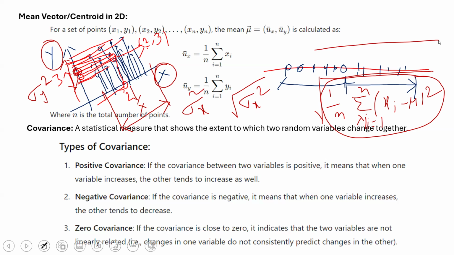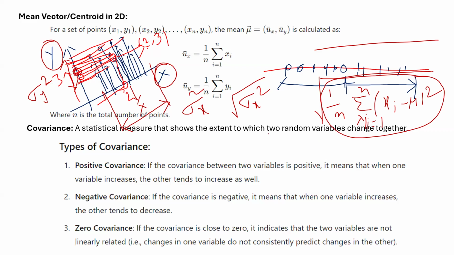Now standard deviation or variance will give us the dispersion only in one dimension, right? Whether it is on the x-axis or y-axis, but it will not give us the dependency of one dimension on the other dimension. That will be given by covariance. If you look at the description of covariance, it is a statistical measure that shows the extent to which two random variables change together.